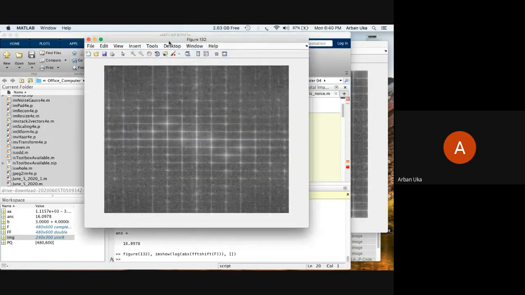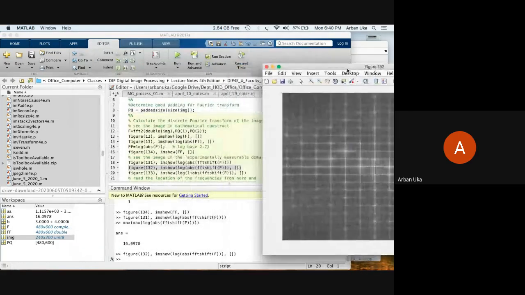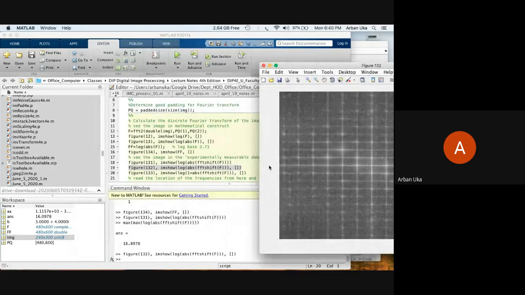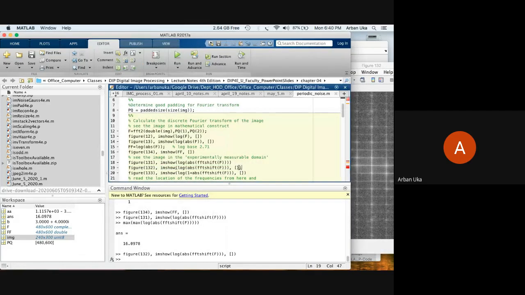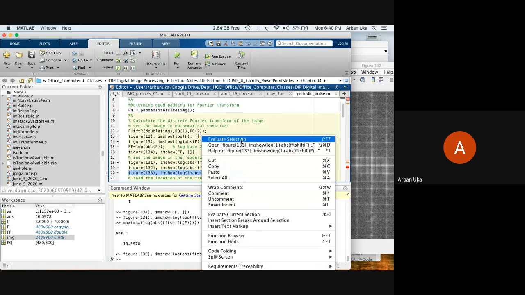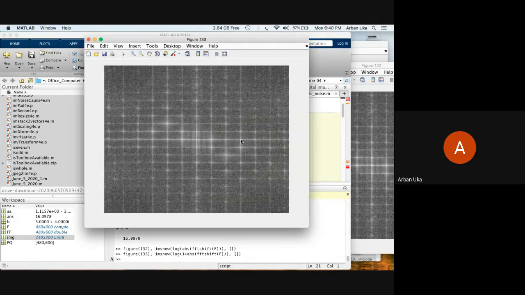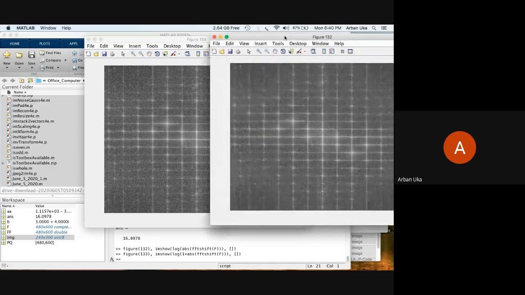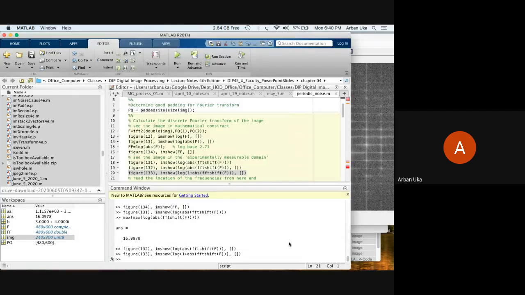Okay, so figure 131 is exactly the same as figure 132, only that we are scaling the domain that we are seeing just by using this little function, this little parenthesis here. And here, we notice that we can also find another image which has a comparable frequency intensity distribution. So if we see the brightness in the center, they are all comparable to each other.